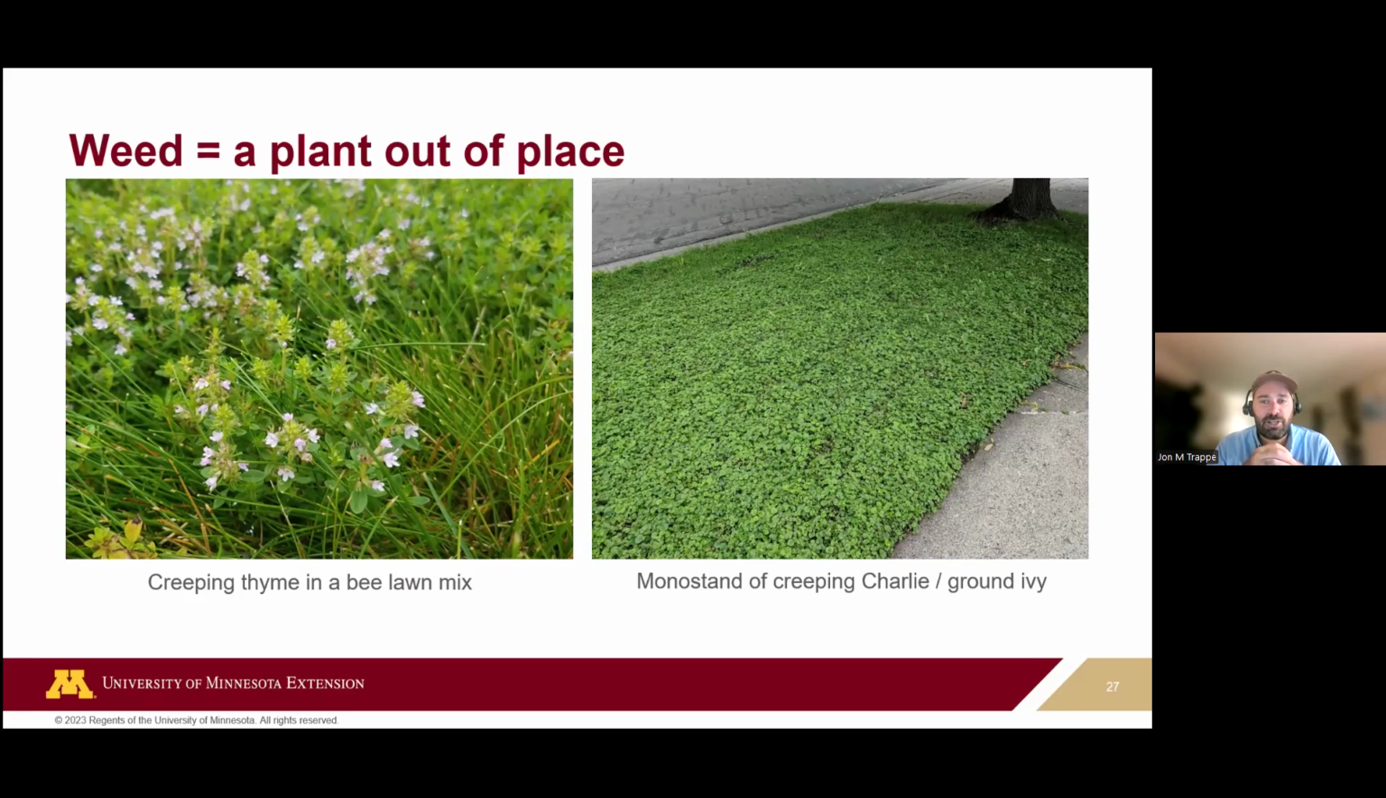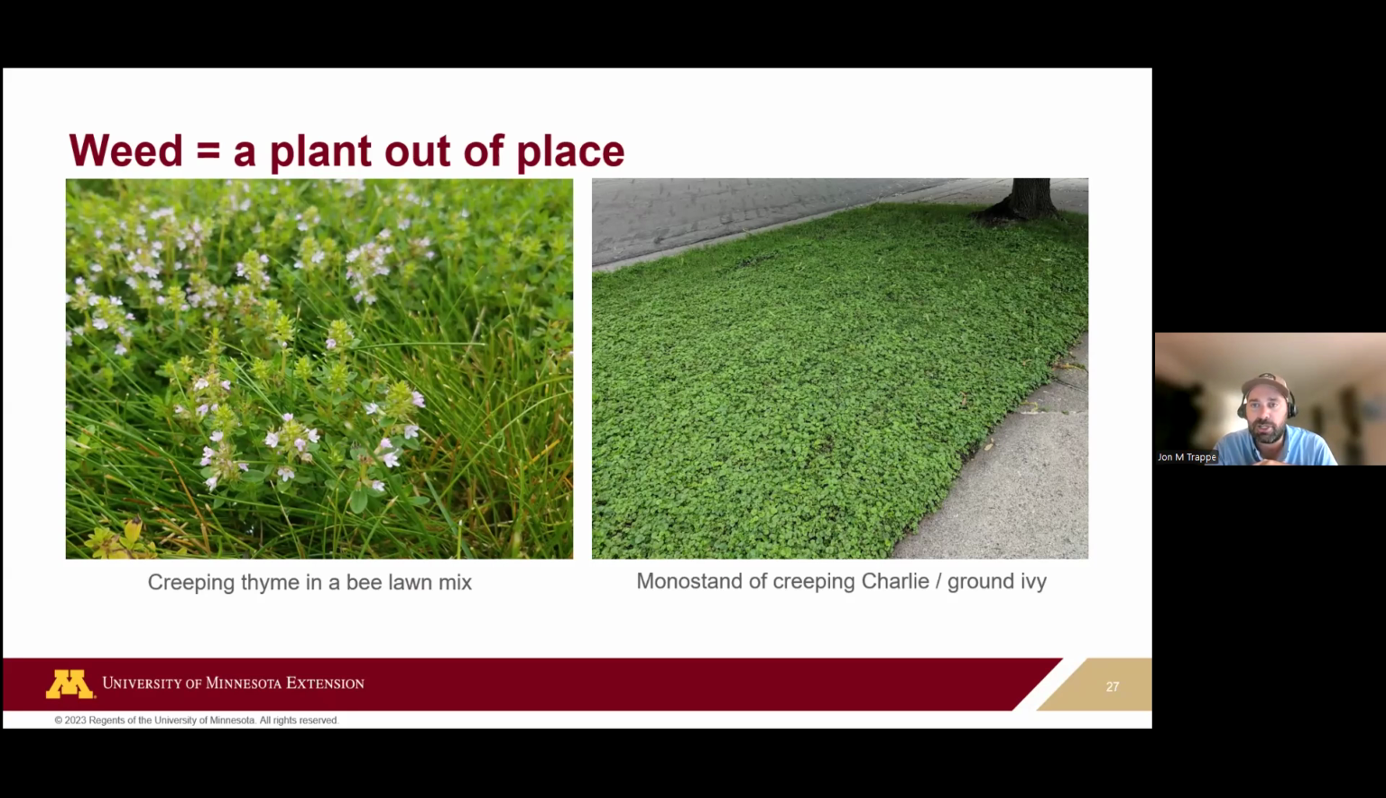In the case of these images on the screen, on the left, we have creeping thyme. This is a broadleaf flowering plant that we actually intentionally plant for bee lawn mixtures. This is something that native bees really prefer, and it's being added to more and more lawns as a way of promoting habitat for pollinators. In that particular context, that is not a weed, but in other circumstances, it could be considered a weed in someone else's lawn if they're not concerned about promoting habitat for pollinators.